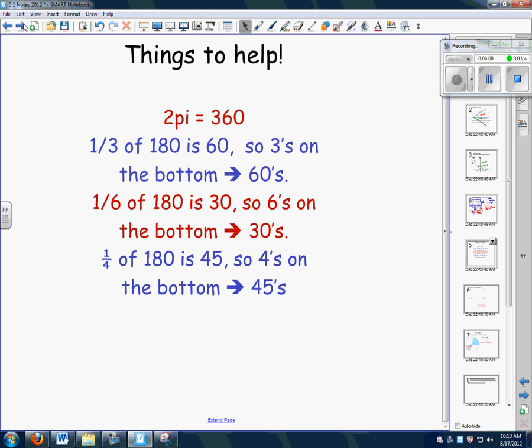So we know 2 pi is 360, okay? Now, we know 1 pi is 180. So a third of 180 is 60 degrees. So if we're looking at just half of a circle here, okay, 60, 60, 60. So things with 3s on the bottom are 60 degrees.